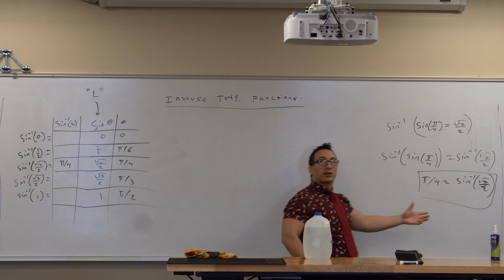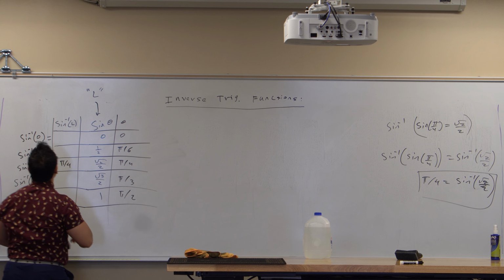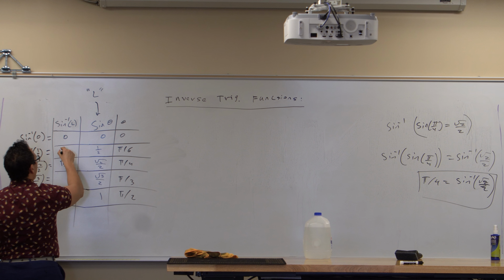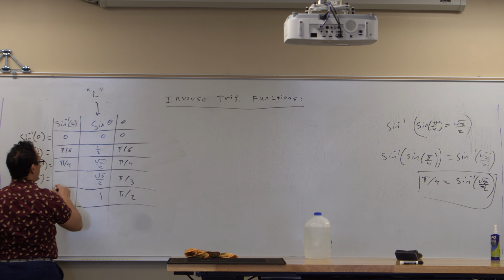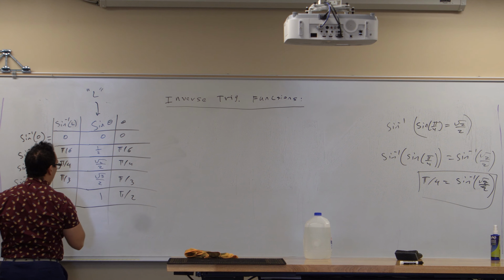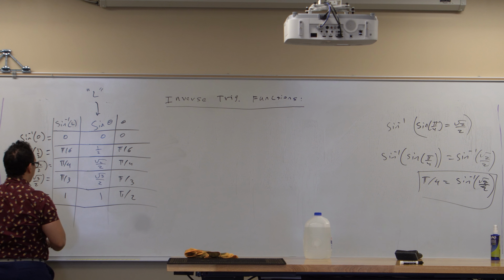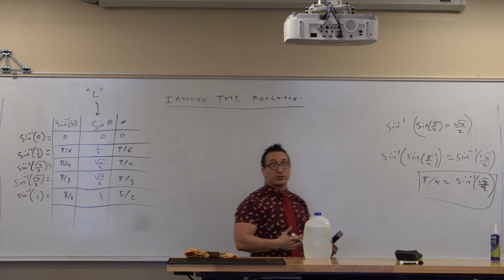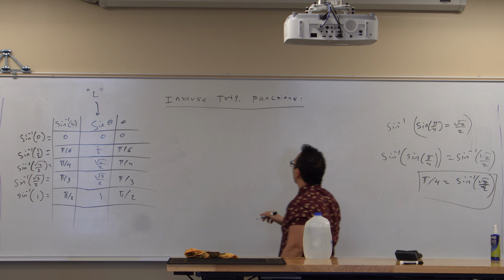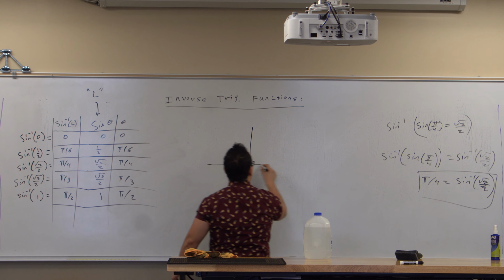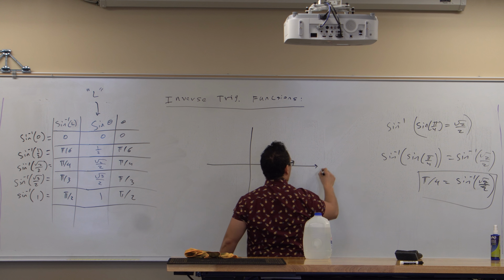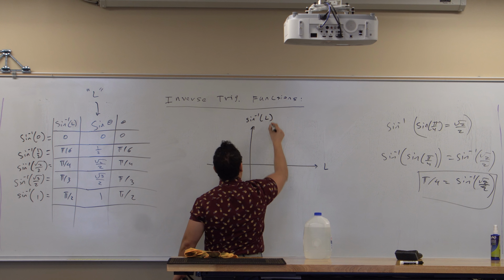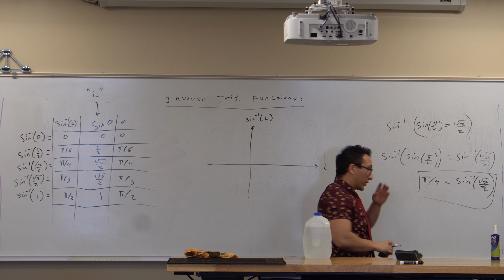So doing a similar calculation for each of those rows gives me that the sine inverse of 0 is 0, sine inverse of 1/2 is pi over 6, sine inverse of root 3 over 2 is pi over 3, sine inverse of 1 is pi over 2, okay? And now we can plot the sine inverse just like any other function. We can create what we would say an L axis and a sine inverse of L. Remember, L stands for length, okay?